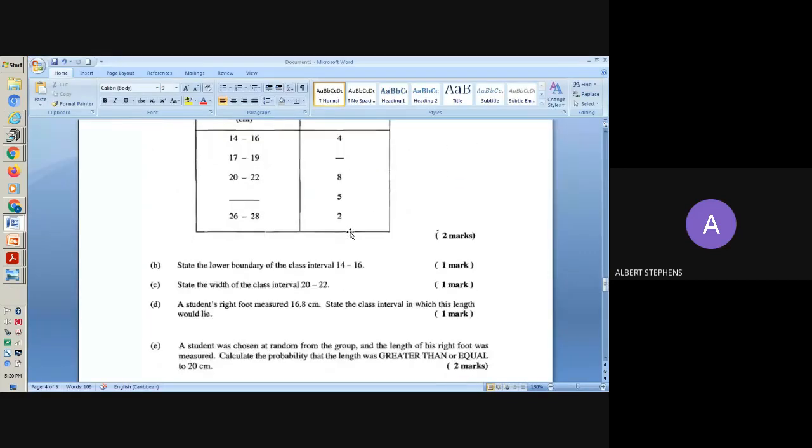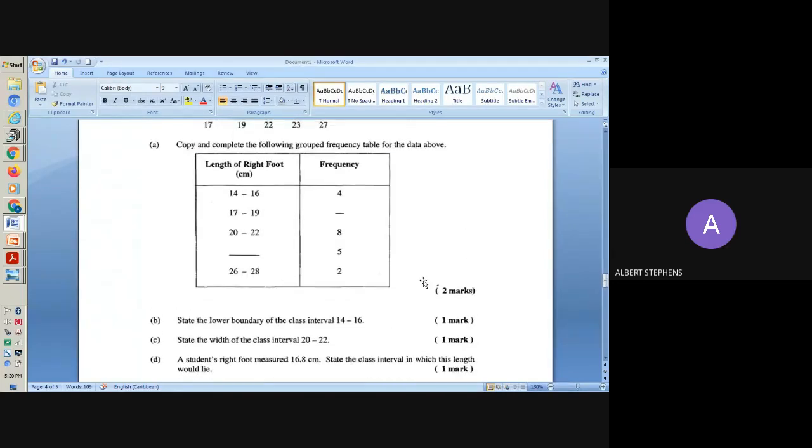Let's go down to this. Can somebody tell me what's the answer for B? 13.5. Very good. And what will be the upper boundary for that interval? 16.5. Very good. So you subtract 0.5 from the lower class limit and you add 0.5 to the upper class limit. But notice they said the lower boundary, right?